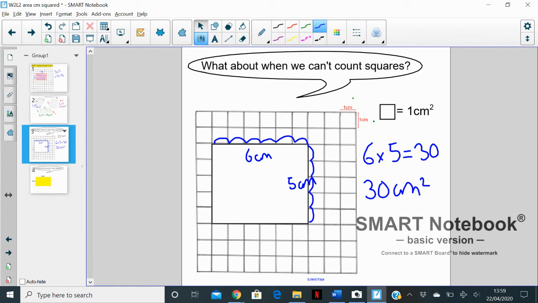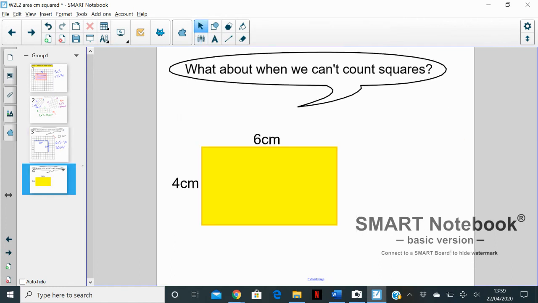Now there might be some questions where your rectangle doesn't have a grid next to it at all. You may just be given the measurements of your rectangle. It's exactly the same skill that we are going to use. We're going to use our multiplication to multiply the length by the width to calculate the area of that rectangle.